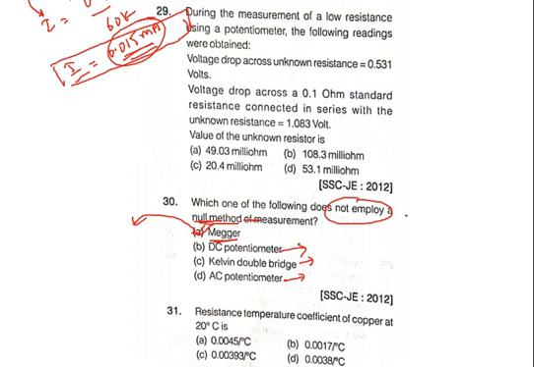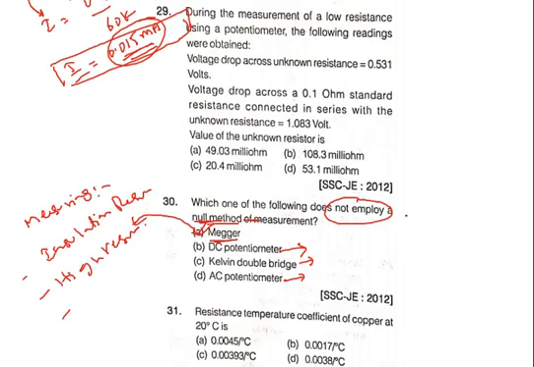For measuring insulation resistance we use the Megger. For measuring high resistance also we use the Megger. Which methods are used for measuring high resistance will also be asked in exams: the loss of charge method will be used for measuring high resistance, and the direct deflection method also will be used.